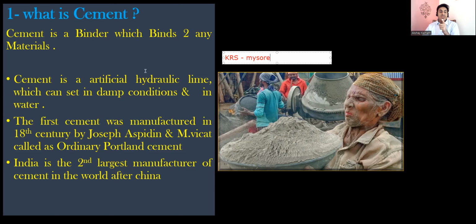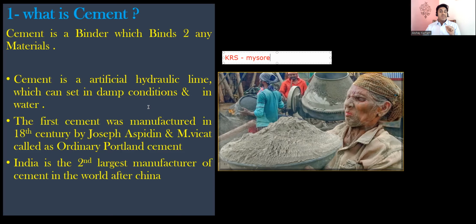So that is why I've written here, cement is an artificial hydraulic lime. It is actually a pure lime. If I take only lime, it is a pure lime. But if I add a lot of impurities into that, then it becomes a cement. So that is why cement is an artificial hydraulic lime, which can set in damp conditions and in water.